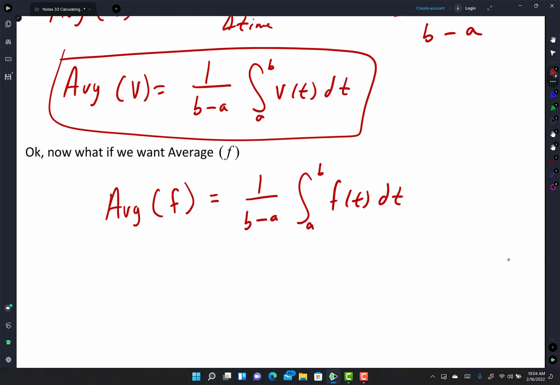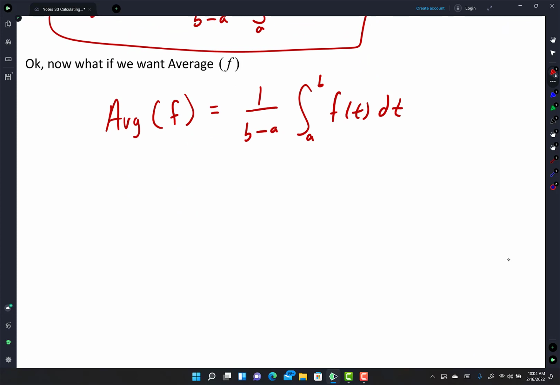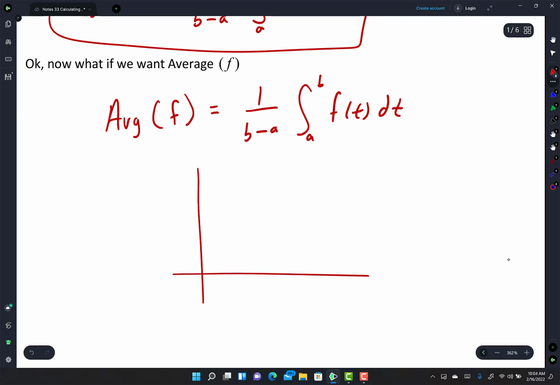Well, hopefully you understand what this means. Let's talk about what it means. So if I have something like, hopefully you can tell immediately. Let me draw something. 0 and 10, 10. What's the average value of this function?